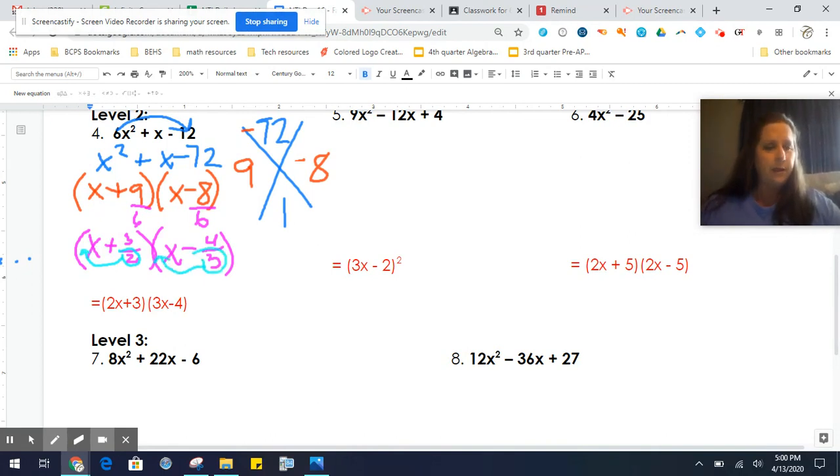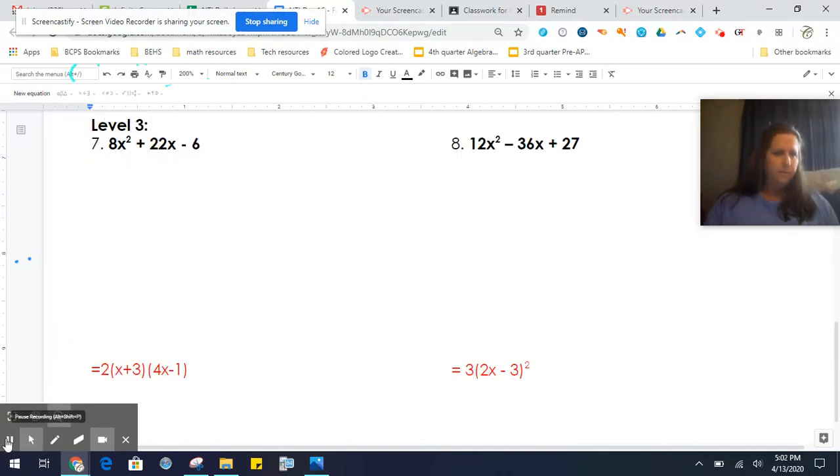When I do that, I get 2x plus 3 and 3x minus 4, which is the pre-written answer that I already had. So good job to myself. I got the answer that was already pre-printed. All right, now I'm ready to work the level 3 question.